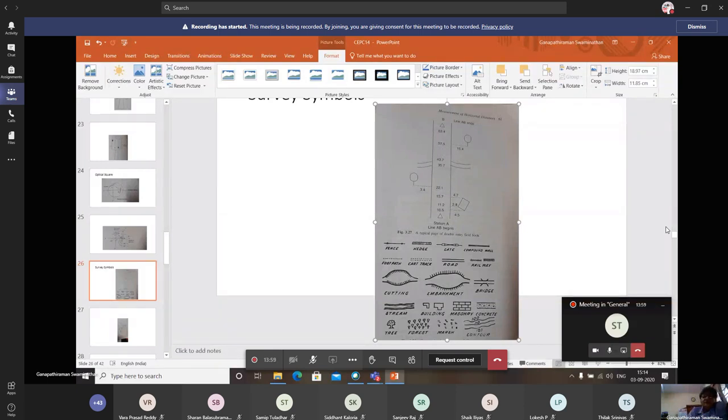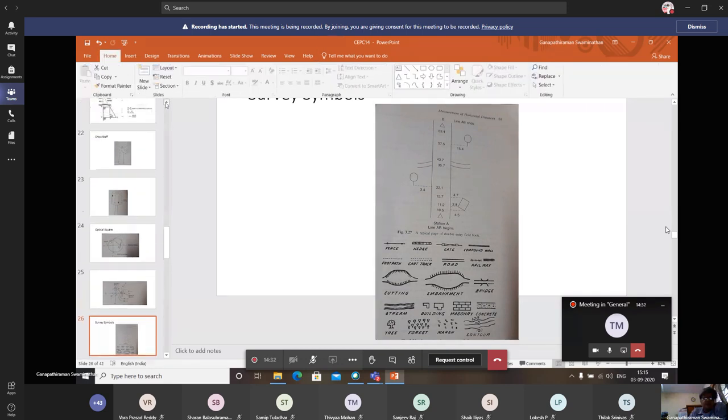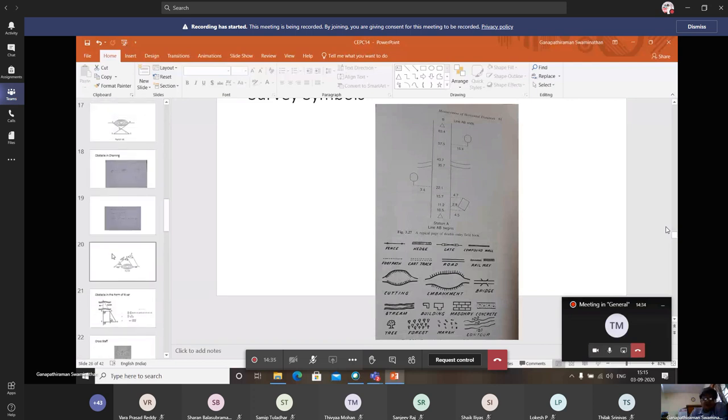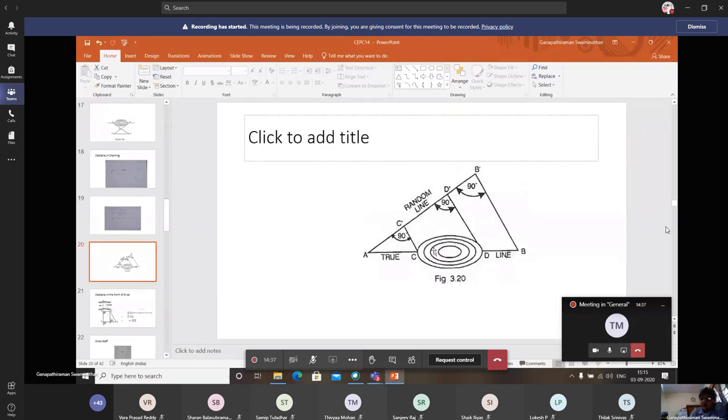What is a contour? What is called a contour? The boundary of all those identical points. It is a line joining points of equal elevation. The same elevation, the line joining points of equal elevation. Do you understand that? So suppose you see that, I'll show you. So you see that these are all the contours.